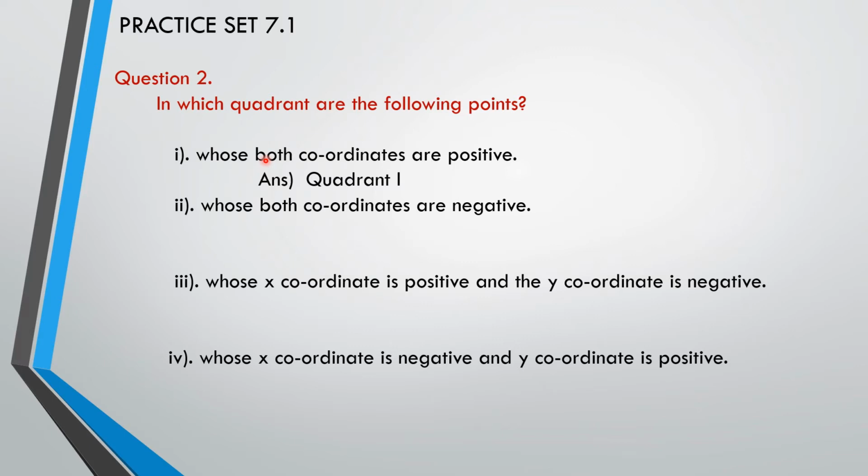And second one, whose both the coordinates are negative. The x coordinate and y coordinate are negative, means in which quadrant does this point lie? That is, this point lies in quadrant 3. And third one, whose x coordinate is positive and y coordinate is negative. Therefore the point lies in quadrant 4. And fourth one, whose x coordinate is negative and y coordinate is positive. Therefore this point lies in quadrant 2.